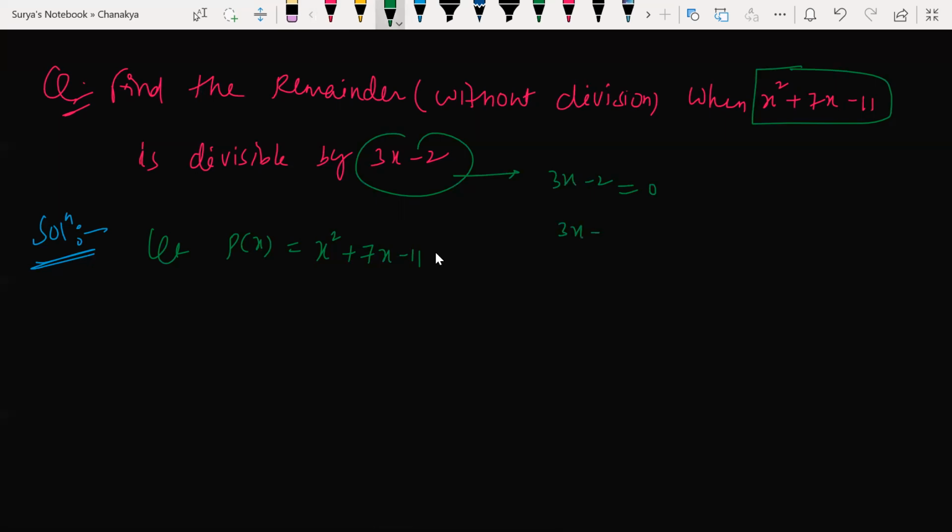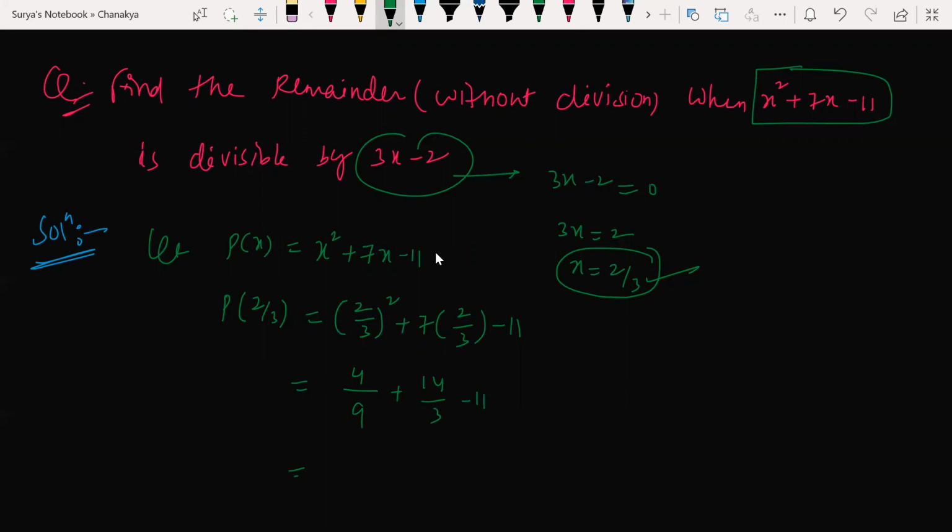3x is equal to 2. The x value is going to be 2 by 3. Okay. So this 2 by 3 I'll be substituting in place of x. So 2 by 3 whole square plus 7 into 2 by 3, x is 2 by 3, minus 11. So 4 by 9, and 7 into 2 by 3 is 14 by 3, minus 11.